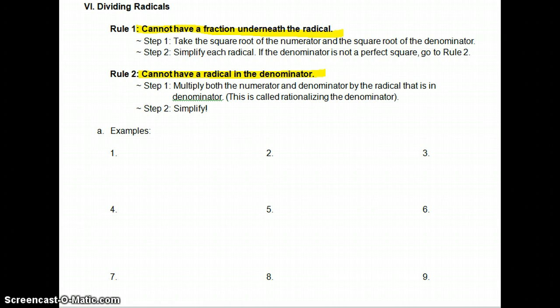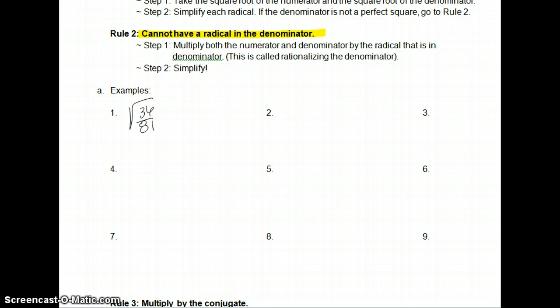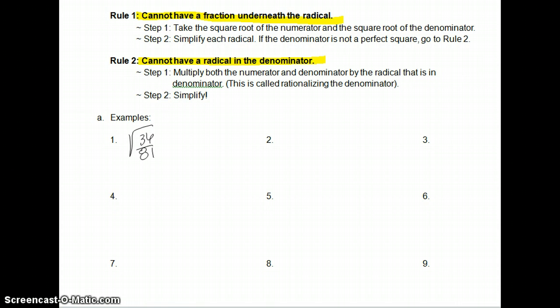Okay. So let's take a look at the first example, the square root of 36 all over 81. We currently are breaking rule number 1. We cannot have a fraction underneath the radical. So the directions say take the square root of the numerator and the square root of the denominator. Simplify each radical. If the denominator is not a perfect square, go to rule number 2.